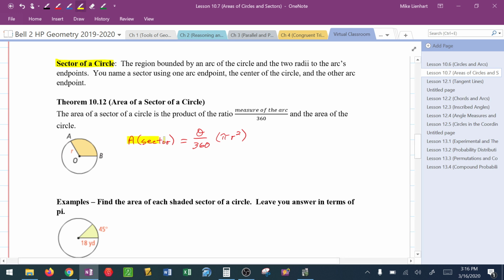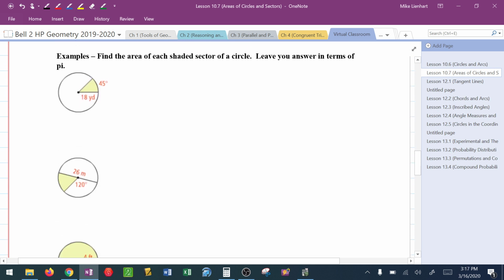This is the formula that I use to find the area of a sector. All right, so in this particular problem, I know that I'm going to find the area of a sector. So I have the area equals... What fractional part is that? Well, its arc is 45, so the angle is 45. This is 45 over 360 times pi times the radius, 18 squared.